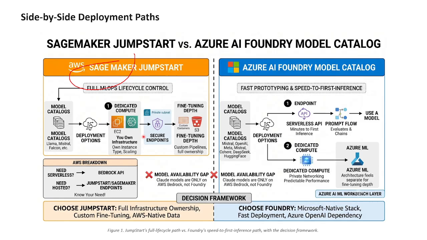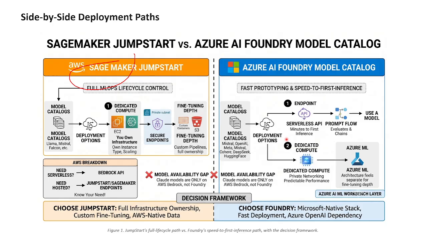On AWS, if you need serverless, then you go to the Bedrock API, and if you need a hosted JumpStart SageMaker endpoint, you should know your needs. But there is a model availability gap: Claude models are only on AWS Bedrock, not Foundry.